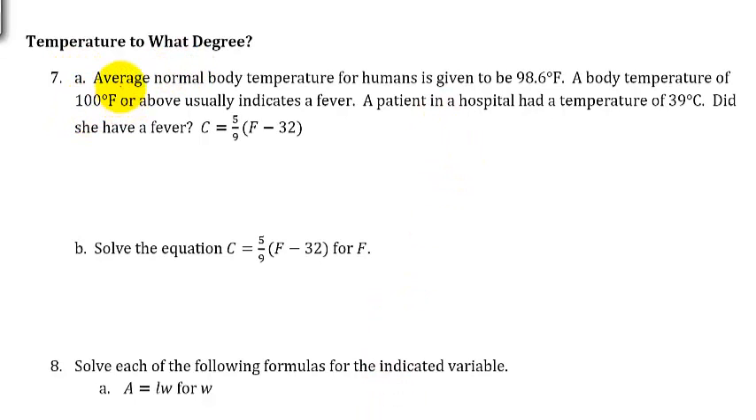Average normal body temperature for humans is given to be 98.6 degrees Fahrenheit. A body temperature of 100 or above usually indicates a fever. A patient in a hospital had a temperature of 39 degrees Celsius. Did she have a fever? So here's the formula, and this is really to convert Fahrenheit to Celsius. We're given the Celsius and we need to figure out Fahrenheit. So we're going to plug this 39 in for Celsius.